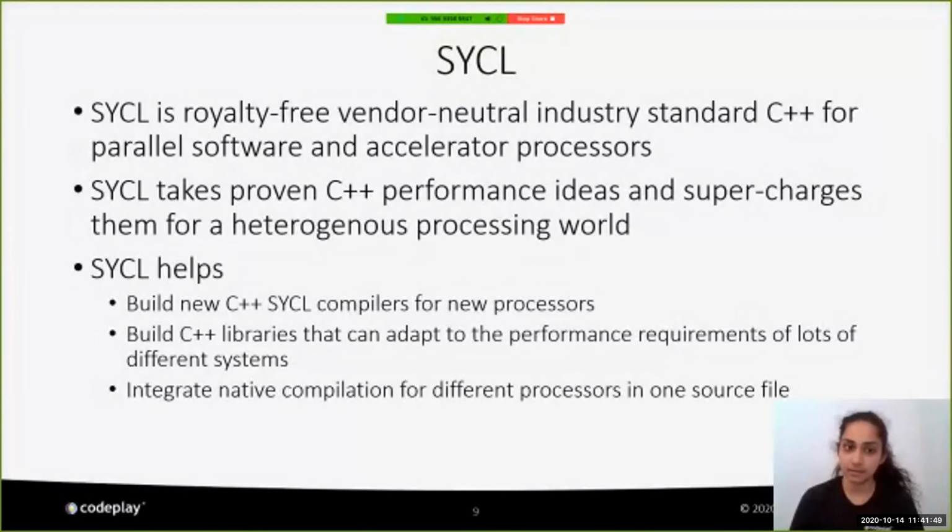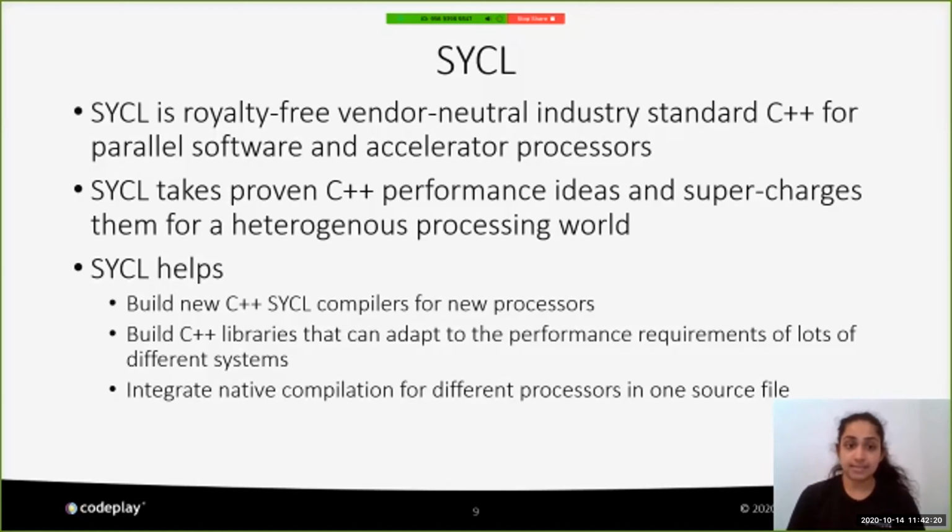So what is SYCL? SYCL is a royalty-free, vendor-neutral, industry standard C++ for parallel software and accelerator processors. What we mean is that it's an open standard which can be used by anyone, be it research, industry, anybody, to implement their own high-performance SYCL standard compilers. One of the main reasons for making this open and royalty-free was to encourage innovation and development in this area.